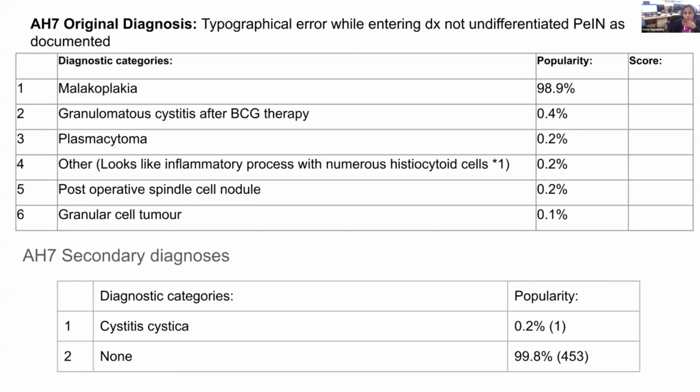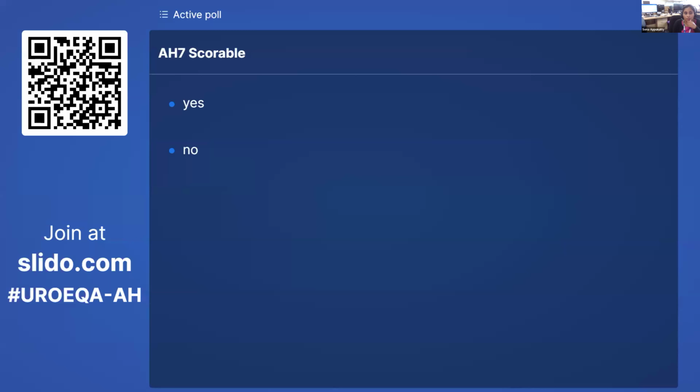So first of all, should we go for if it's scoreable? I'll also go and score.